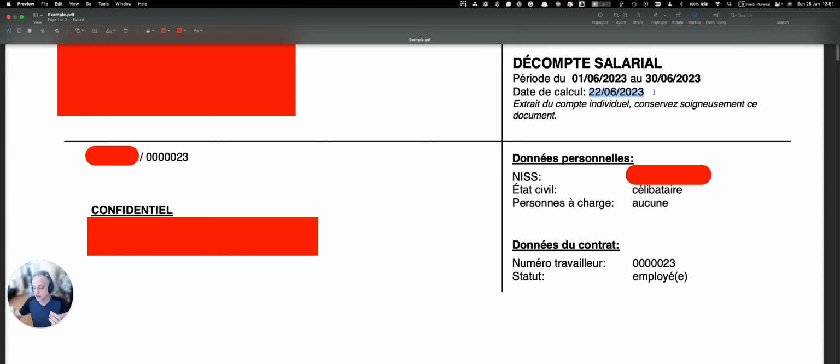You will notice that it's not the last day of the month, so if there is any correction to be made, for example, if somebody goes on unexpected sick leave between the 22nd and the end of the month, this will be corrected next month in July. So in July you would have a corrected payslip for June and then the one for July.